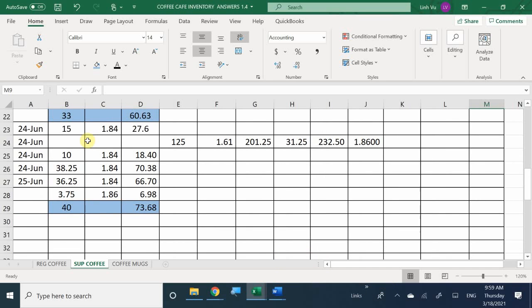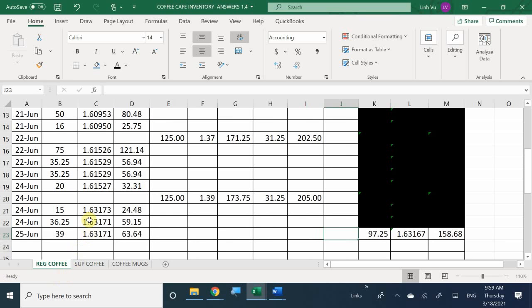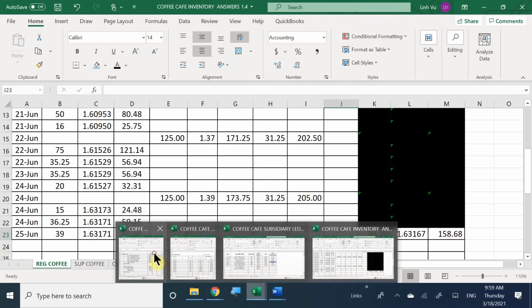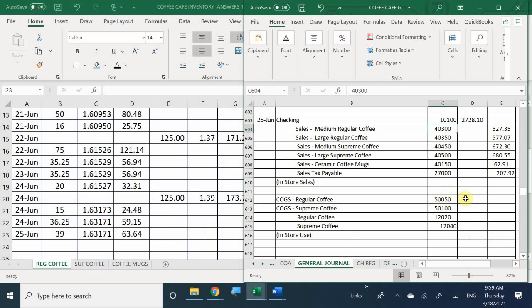Now let's take a look at our inventory, our cost of goods sold. So once again, we have 73.68 for Supreme, and we have 63.64 for regular. $63.64 and what was the other one? 73.68. Okay.